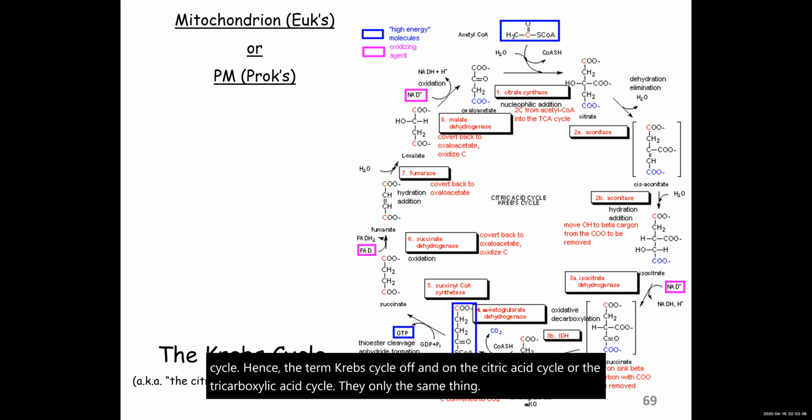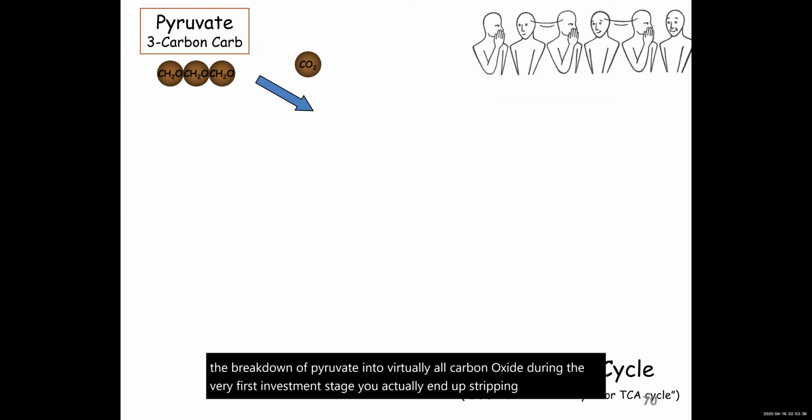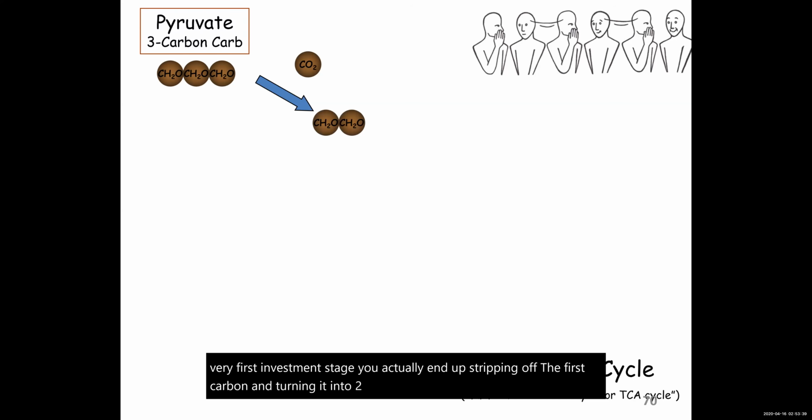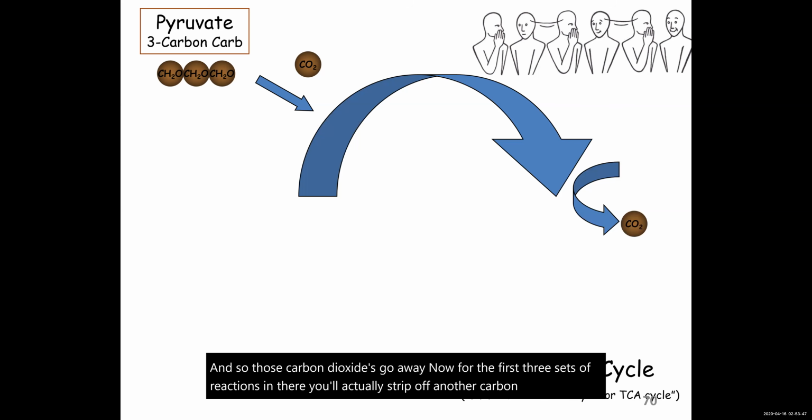It's a complex set of reactions, a cyclical set of reactions, in which each step breaks down a little bit of pyruvate until you remove all the carbons. So let's give you kind of a better idea of what this looks like. What it's really kind of turns into is this series of steps that all kind of communicate the breakdown of pyruvate into virtually all carbon dioxide. During the very first investment stage, you actually end up stripping off the first carbon and turning it into a true carbon sugar. And so those carbon dioxides go away. Now, for the first 3 sets of reactions in there, you'll actually strip off another carbon dioxide, leaving it down to just 1 carbon sugar.